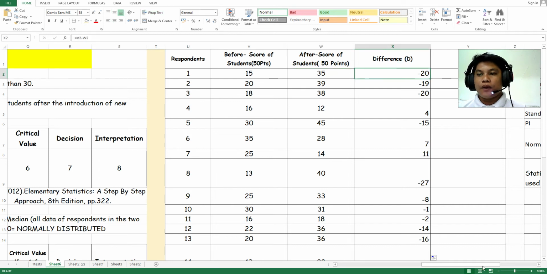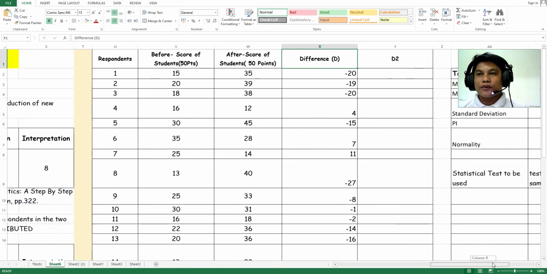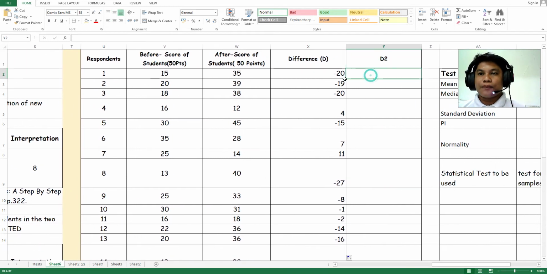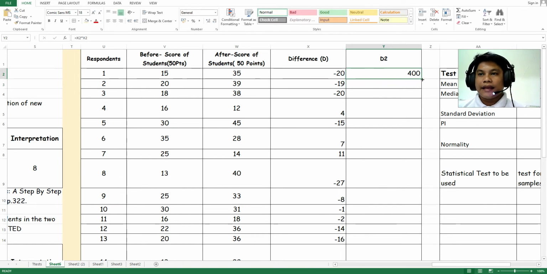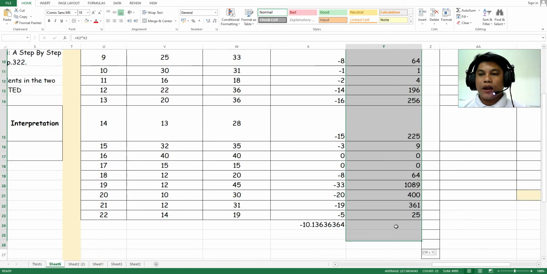Okay, so by formula, if you remember, we have the D now, the difference. So what is lacking is we have to get the D squared. The D squared is simply the multiplication of the D value by itself. So you have to do the command equals -20 times, the asterisk, click it again, and then enter. And then double click. So make sure to find the black cross below the number, within the grid line corner, and then you have to double click. So these are now the squares, the D squared.